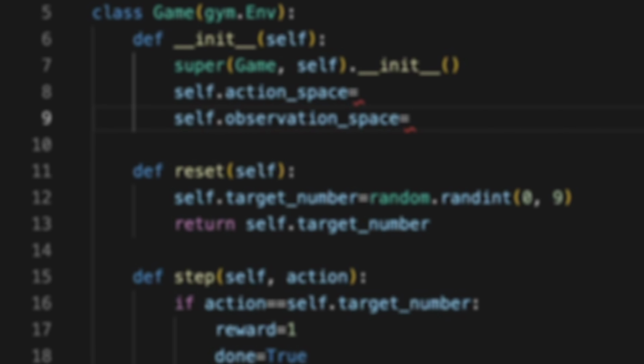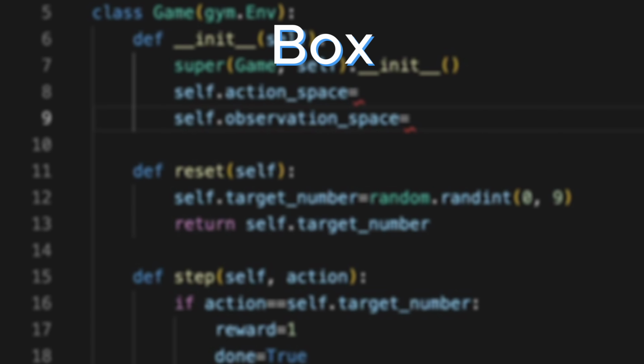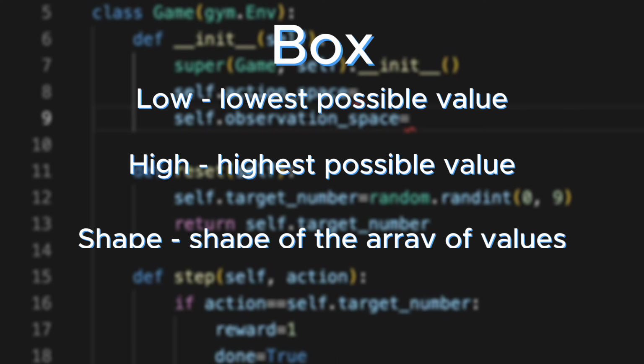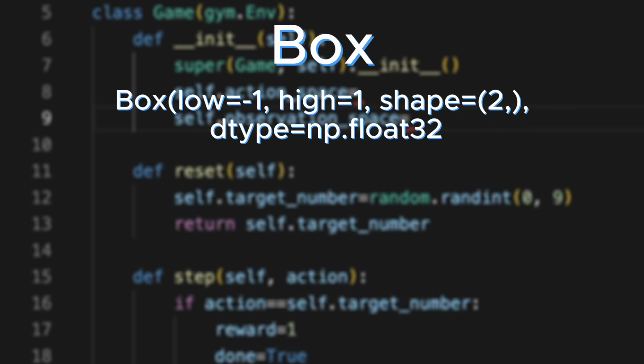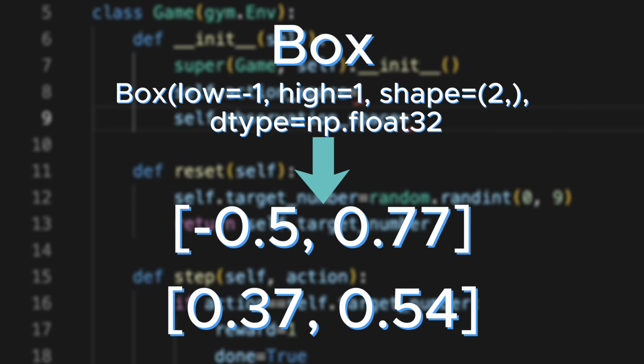Box space is slightly harder. There are 4 main parameters: low, high, shape, and dtype. Low is the lowest possible value, and high is the highest possible value. Shape is the shape of the array of values, and dtype is the type of values. An example of box space is box with low value of -1, high value of 1, shape of 2, and dtype of float, and it will produce two float numbers with values in range of -1 to 1.